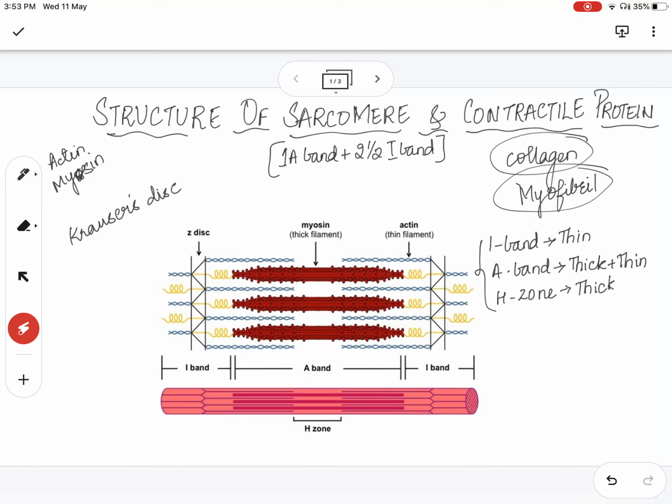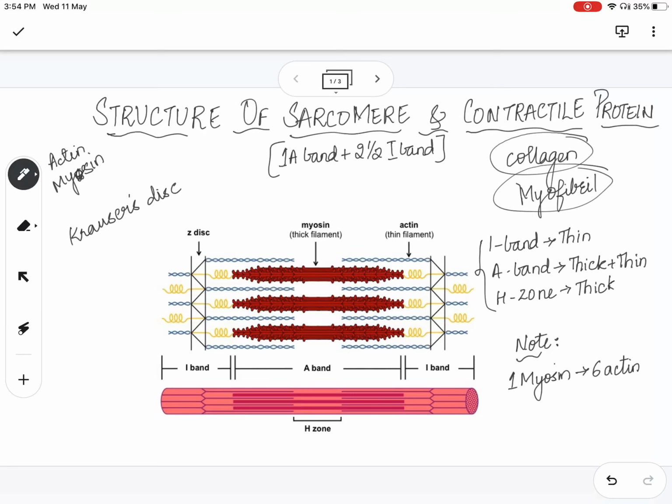Then this is another important one, in the form of a note I'll be writing down over here. Please do remember, one myosin filament is surrounded by how many actin filaments? This question has come. That is 6 actin filaments. See, one myosin over here: 1, 2, 3, 4, 5 and 6. So totally 6 of them are going to be surrounding.